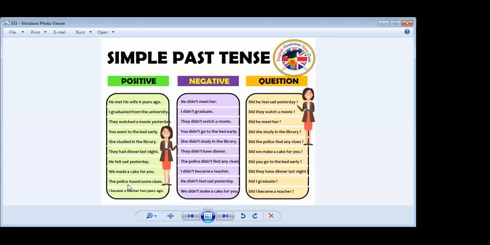Okay. Good. Now let's move to have also examples, sorry, here, okay? So here we have examples of a positive sentence, negative, and the question in the past tense. Here also, he met his wife 6 years ago. So here, 6 years ago is a keyword that tells us that the sentence is in the past tense, okay?